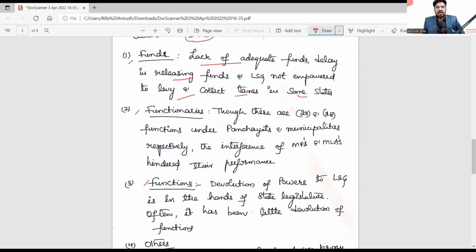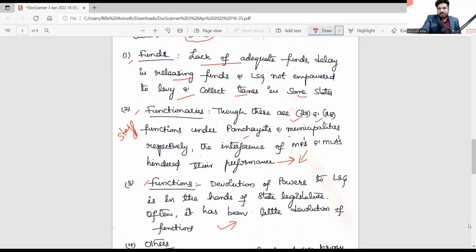Point number 2, functionaries. Functionaries means the staff or the bureaucrats there. Here they have written: though there are 29 and 18 functions under Panchayat and municipality respectively, the interference of MPs and MLAs hinders their performance. Actually these functions should be written in the third point, but here they wrote it like this, that's fine. Even though this many functions and this much staff are allocated, the interference of MPs and MLAs hinders the performance. This is the second point. Let's see the third point in the functions. The devolution of powers to LSG is in the hands of the state legislature. Often there has been little devolution of functions.